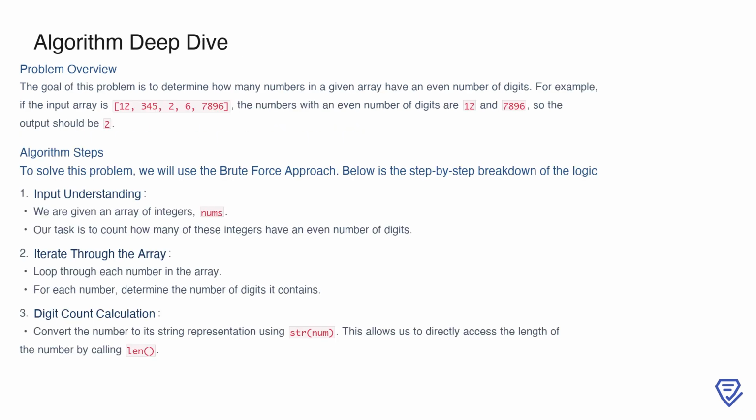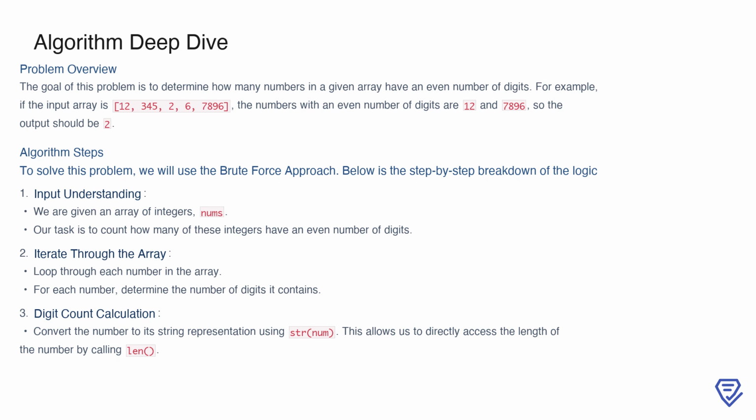The problem we're solving here is to determine how many numbers in a given array have an even number of digits. For example, if the input array is 12, 345, 2, 6, 7896, we observe that 12 and 7896 both have an even number of digits, so the output should be 2. To solve this, we will use a brute force approach and break the process into clear steps.